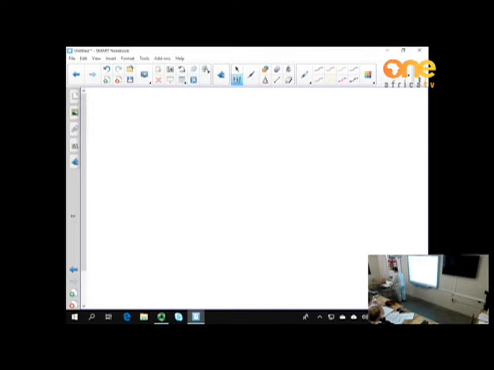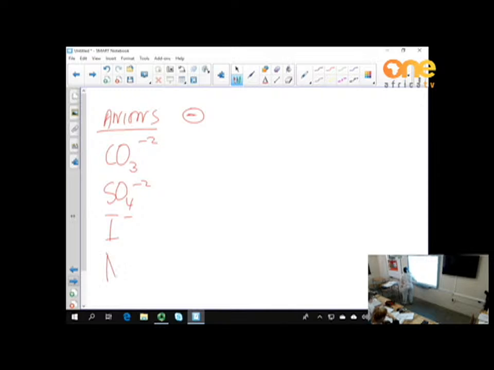The next thing that we have to have a look at is the anions. Now, the anions are negative ions, and the ones that we must have a look at are carbonate and sulfate and iodide and nitrate. Is there chloride as well? Yes, chloride as well. Let's do it over there.